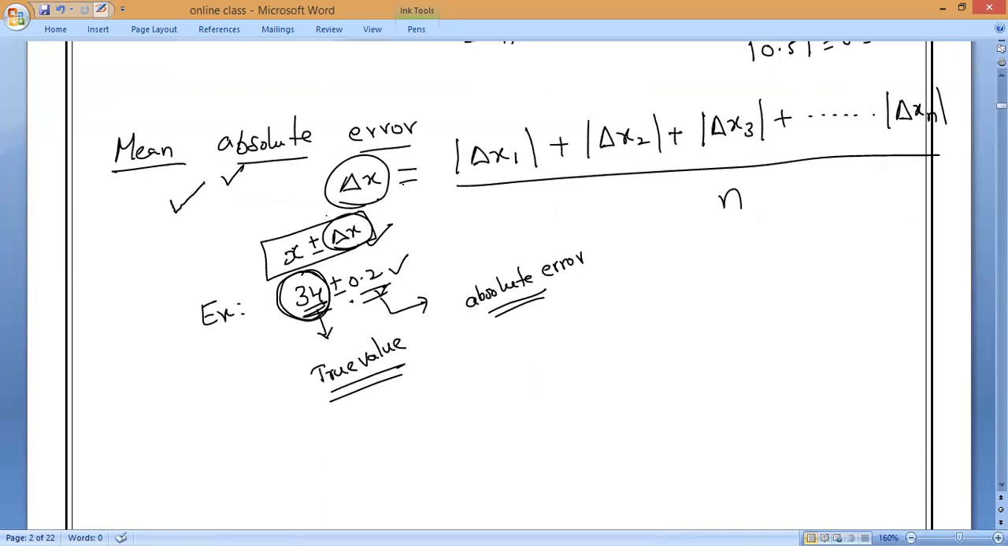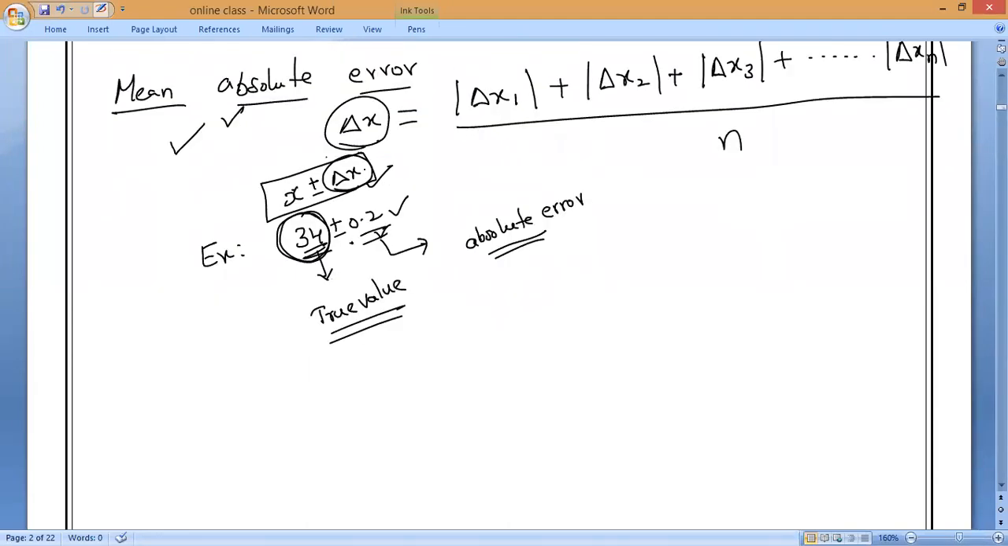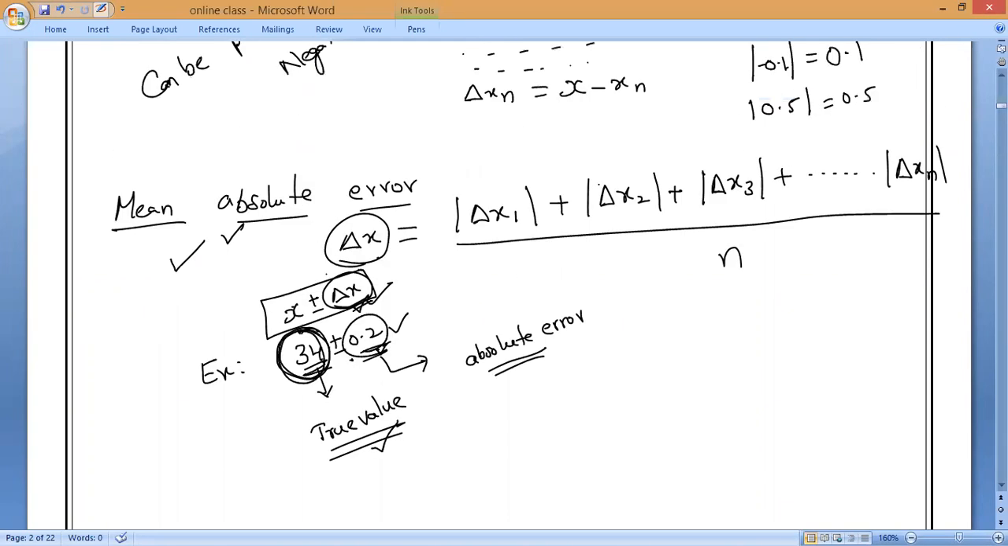So what is the mean absolute error? Delta x is the mean absolute error, which equals the mod of all the absolute errors divided by the n number of absolute errors. That will always give you the mean absolute error. Then you can represent it as x plus or minus delta x, where x is the true value and plus or minus 0.2 is the mean absolute error. Understand? Clear?